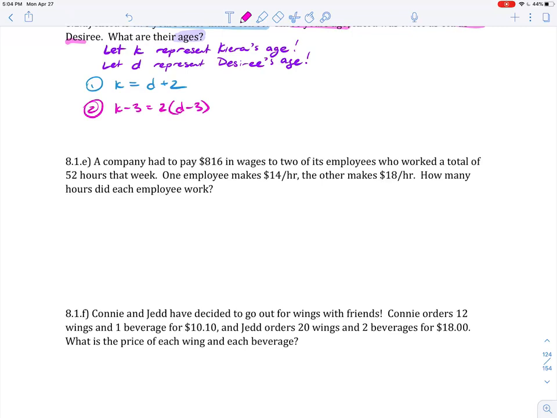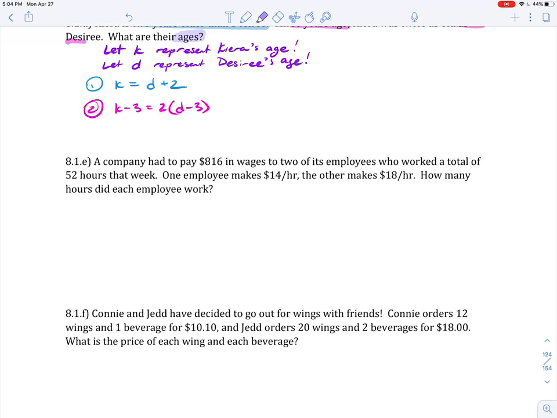Whoa, cool. It is. So we could do the same thing in different contexts as well. So in this case, we have a company and they had to pay $816 in wages to 2 of its employees who worked a total of 52 hours that week. Whew! One employee made $14 an hour and the other made $18 an hour. How many hours did each employee work?